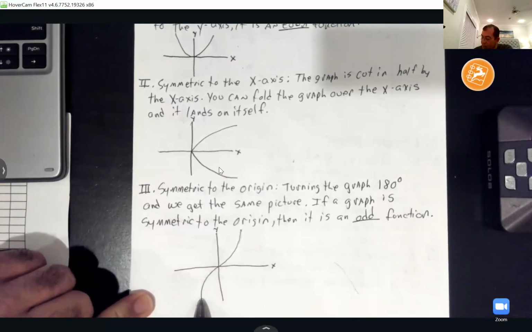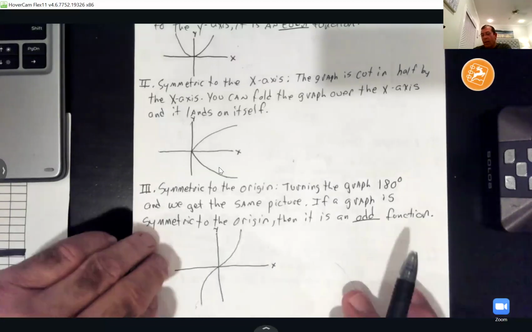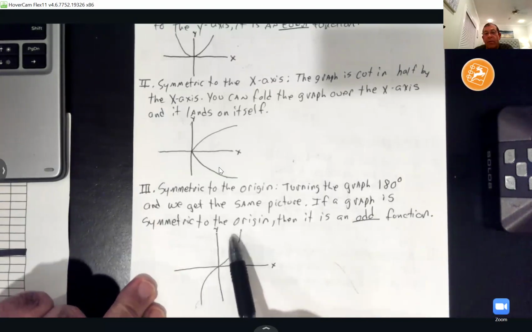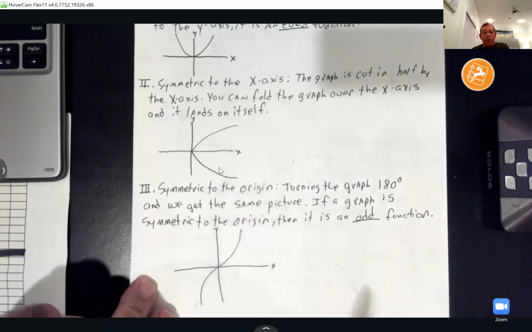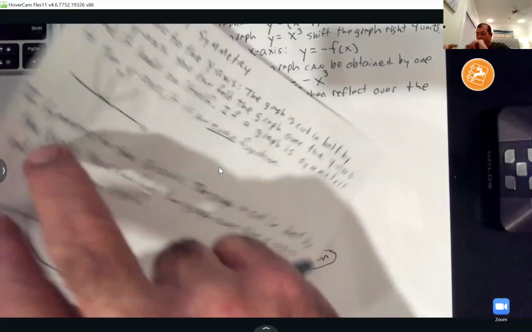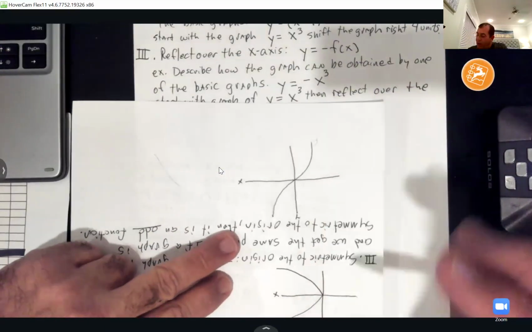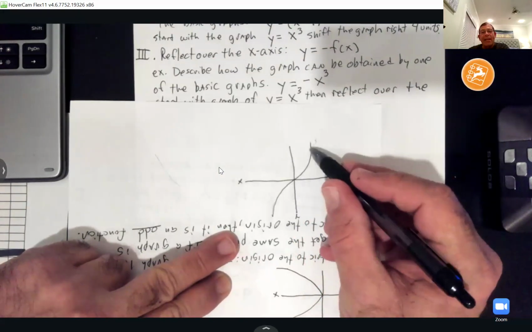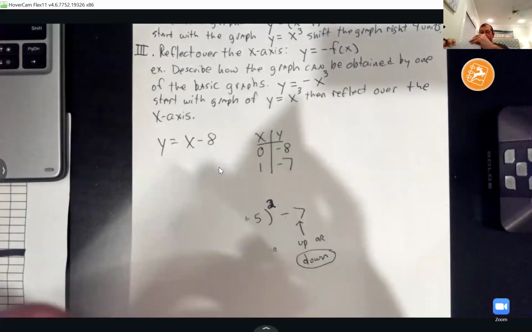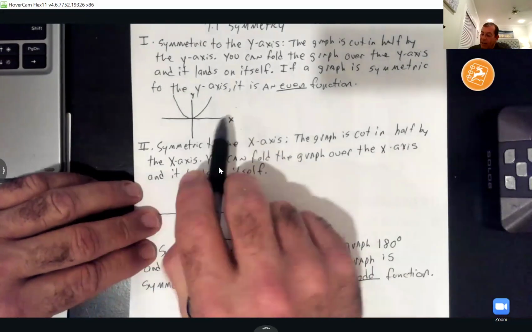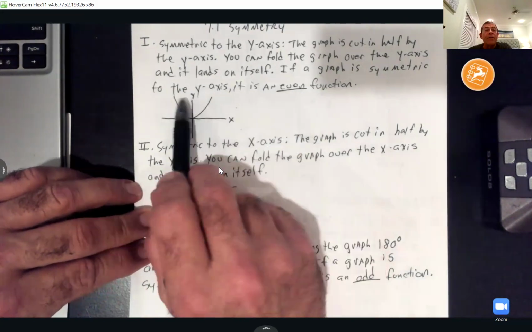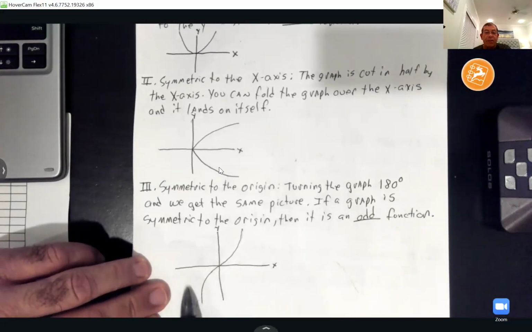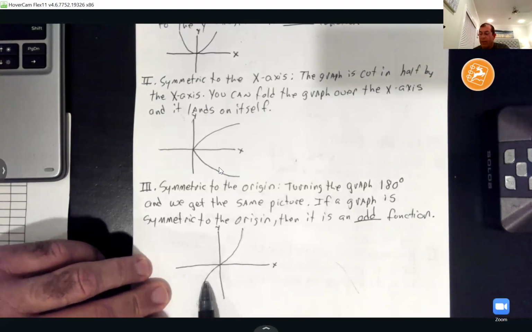You see how this graph goes uphill left to right? That says if I can turn this 180 and I get the same graph going uphill left to right, it'll be symmetric to the origin. So watch my graph going uphill. I'm turning it 180 and look at my graph. Same graph going uphill left to right. If it does that, then it's symmetric to the origin. Also, I said if it's symmetric to the y, it's an even function, and if it's symmetric to the origin, it's an odd function, okay?